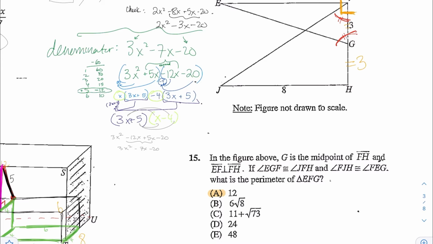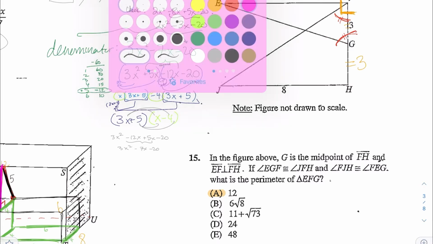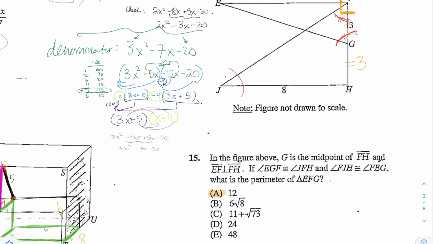So we know that this little triangle here is isosceles. And angle FJH, this angle here, is congruent to angle FEG. So it's equal to that angle. All right, and you want to know the perimeter of triangle EFG.